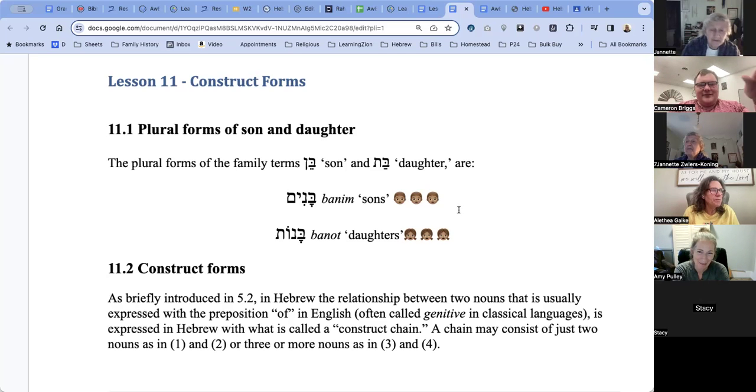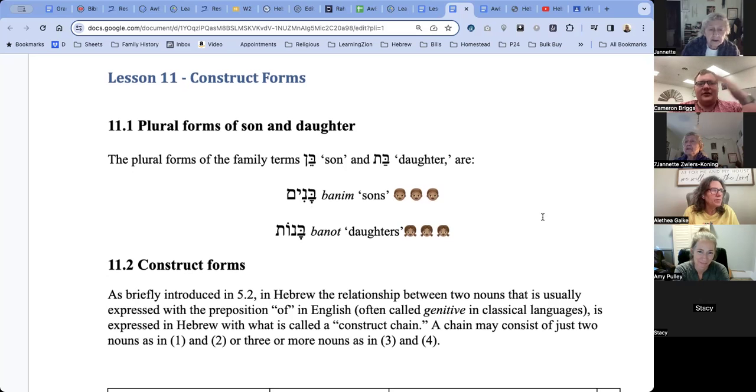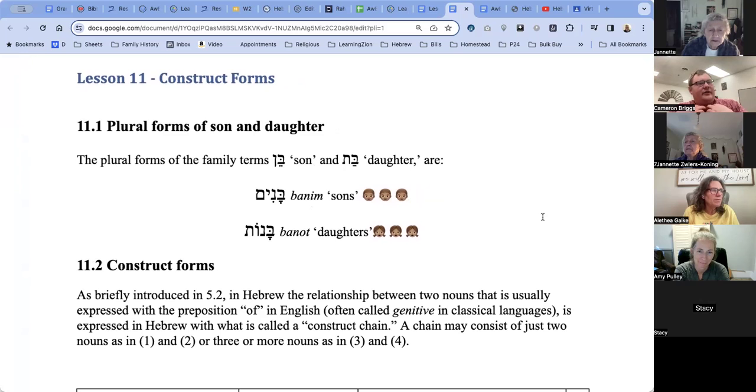But yeah, so let's read through this lesson 7, and then we'll get some practice with the construct forms. Construct forms are one of the harder things for me right off the bat. My brain took a long time trying to muddle through those.